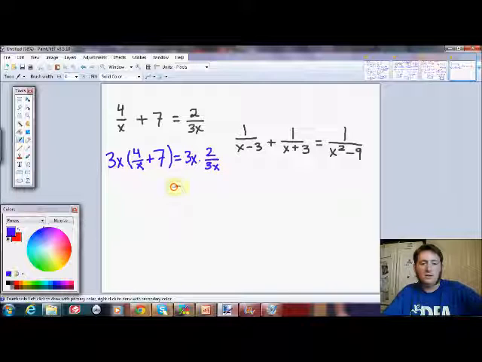Let's actually start on the right hand side. The 3x's would cancel, and we would be left with 2. A little more interesting, we distribute right here. We have to be very careful. The x will cancel the x, but the 3 is still there, so 3 times 4 is 12. 3x times 7 is 21x.